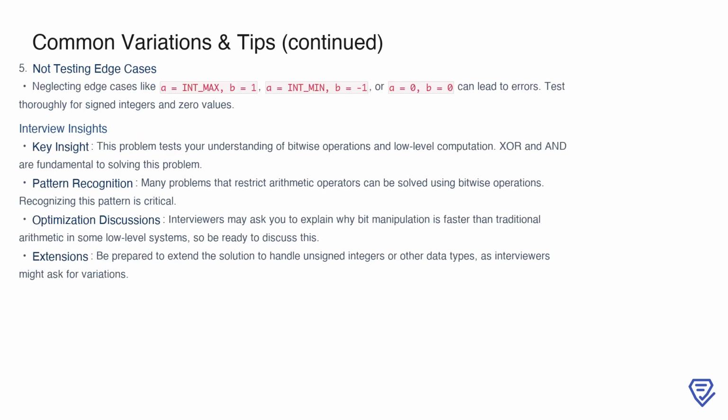Now, let's talk about edge cases and interview-specific insights. Testing edge cases is critical to ensure your solution is robust. For example, scenarios like A equals int_max and B equals 1, A equals int_min and B equals -1, or even A equals 0 and B equals 0 can often expose overlooked bugs. Thorough testing for signed integers and zero values is a must.